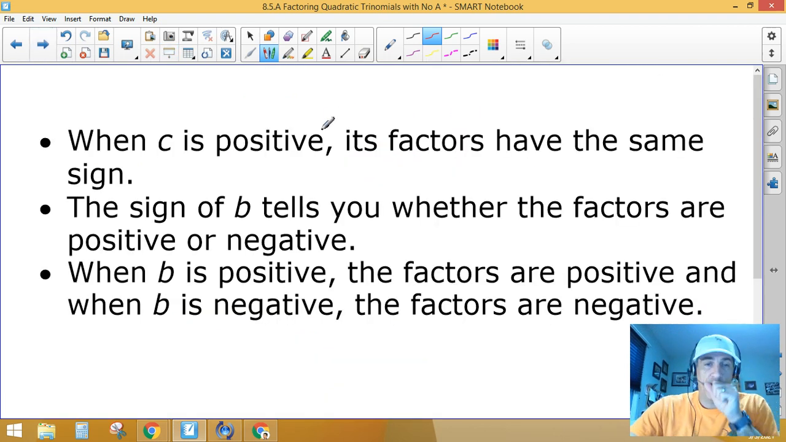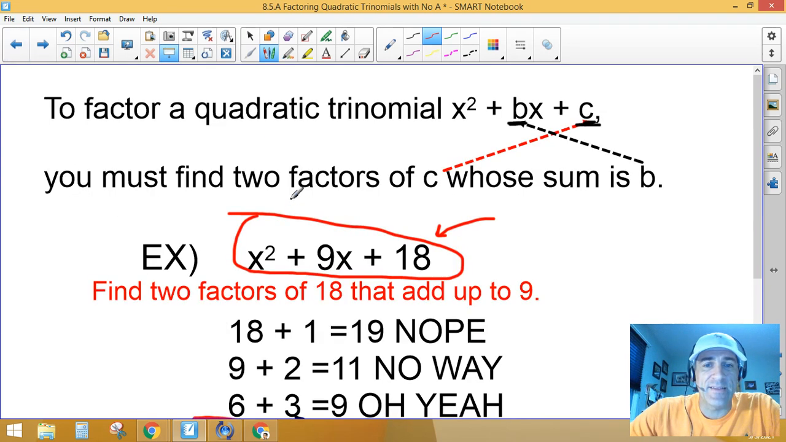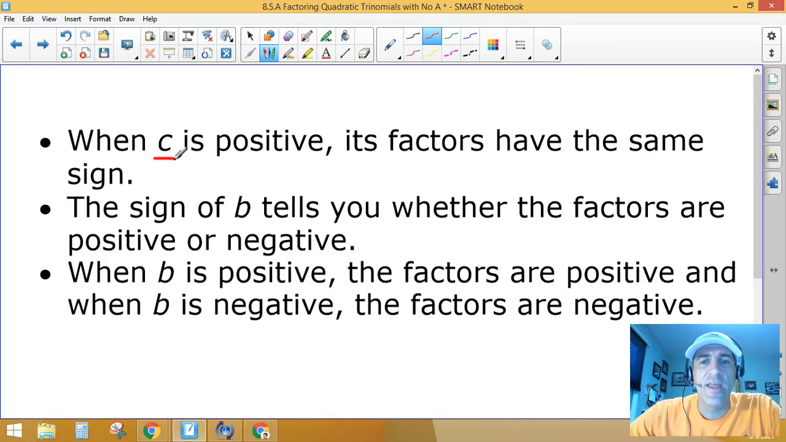So here's some more information. You're probably going to want to pause on the screen and jot some of this down. When c is positive, again, c is the constant, its factors have the same sign, meaning they're both positive or both negative. The sign of b will tell you whether the factors are positive or negative. When b is positive, that middle term is positive, the factors are also positive. And if b is negative, then the factors are both going to be negative.